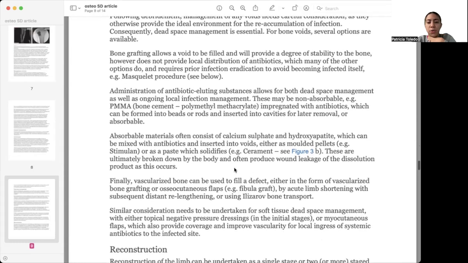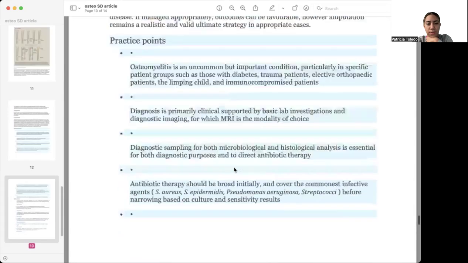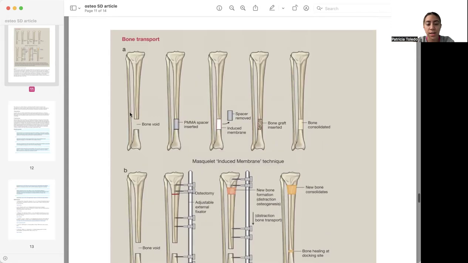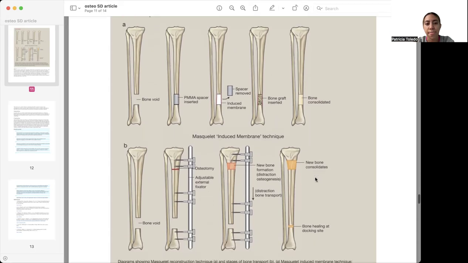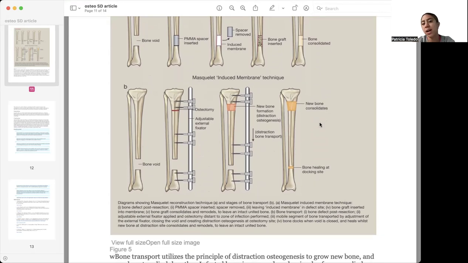Another picture, because that's more proximal tibia, but another picture was this right here, which is something that I haven't been exposed to a lot or ever. So this diagram here shows Masquelet's reconstruction technique and stages of bone transport. So the Masquelet induced membrane technique right here in A. And this is kind of how we can patch up the bone and fixate it and bring it back to its normal state.